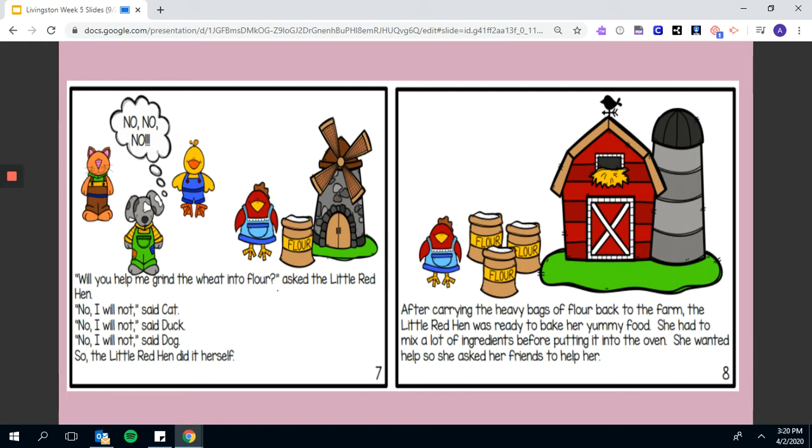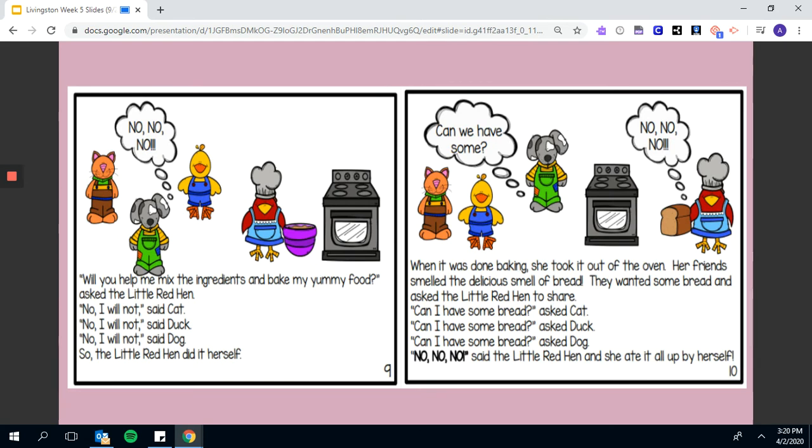After carrying the heavy bags of flour back to the farm, the little red hen was ready to bake her yummy food. She had to mix a lot of ingredients before putting it in the oven. She wanted help, so she asked her friends to help her. Will you help me mix the ingredients and bake my yummy food? Asked the little red hen. No, I will not, said Cat. No, I will not, said Duck. No, I will not, said Dog. So the little red hen did it herself.